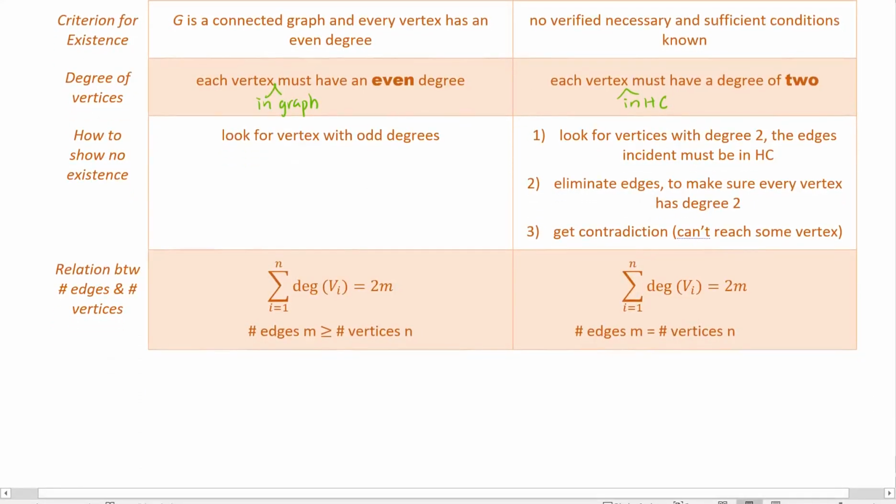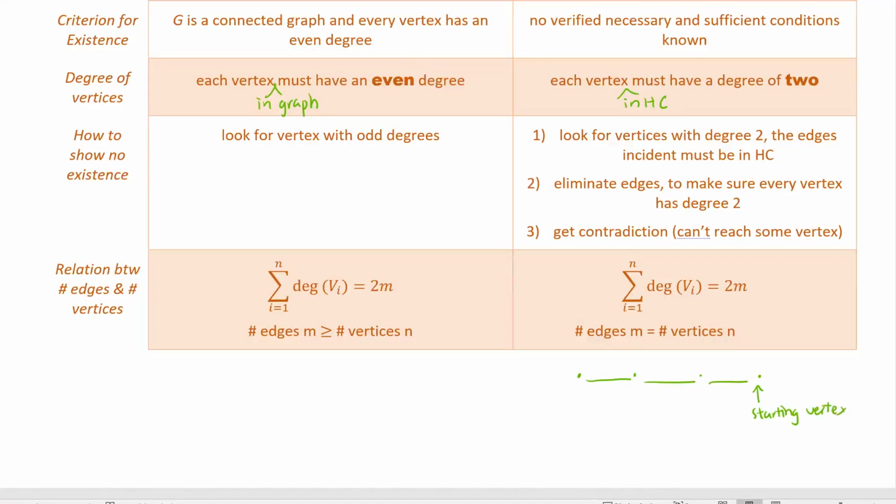And for the Hamiltonian cycle, we know that the number of edges equals the number of vertices in the Hamiltonian cycle, right? Because remember, you have vertex, edge, vertex, edge, vertex, edge, and then this last edge returns to the starting vertex. So that's why we have the same number of edges and vertices.